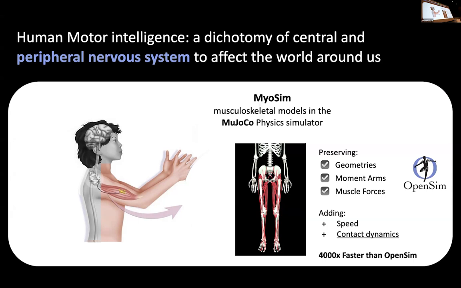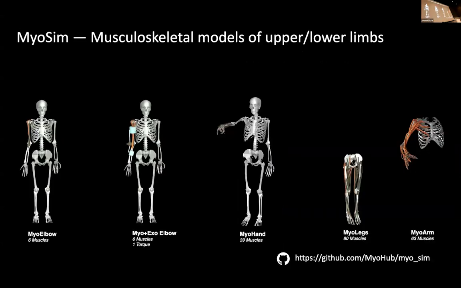And we gain mostly contact dynamics. That is the way our body interacts with the environment around us. That's the most important feature that we leverage in understanding how our body interacts and connects with the world and affects the world around us. We started with a very simple model, the elbow model. We then developed a more complex hand model that allows us to study manipulation.